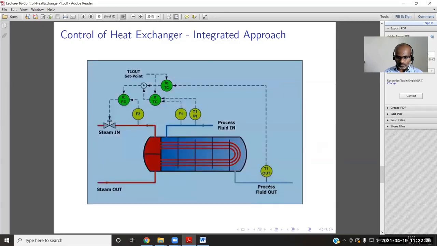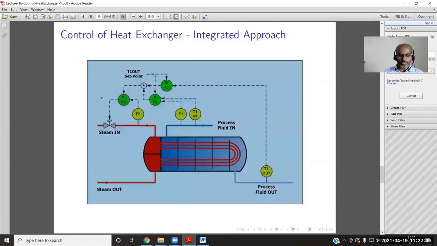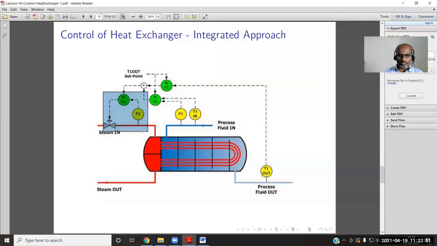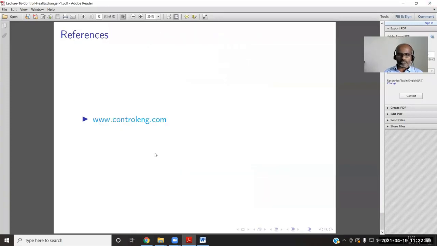So here we have a feedback control. In what way? We are measuring the process outlet, and there is a temperature controller, which is acting on the control valve. That is feedback. And in feed forward, we are measuring the flow and temperature, which go to the temperature controller, and there is a combined effect which goes to the flow controller. So the flow controller is actually the secondary controller, which is the innermost loop. These are all taken from the site controlengineering.com.